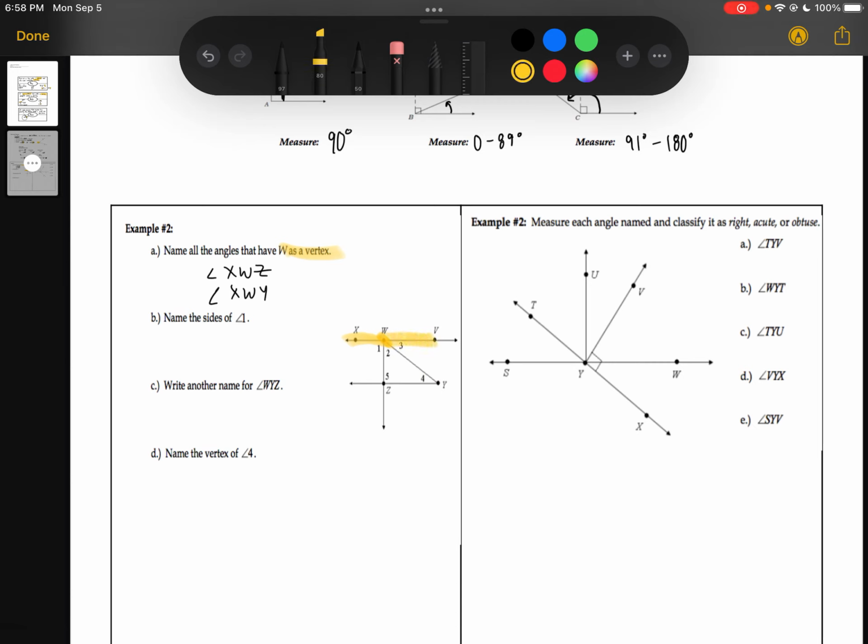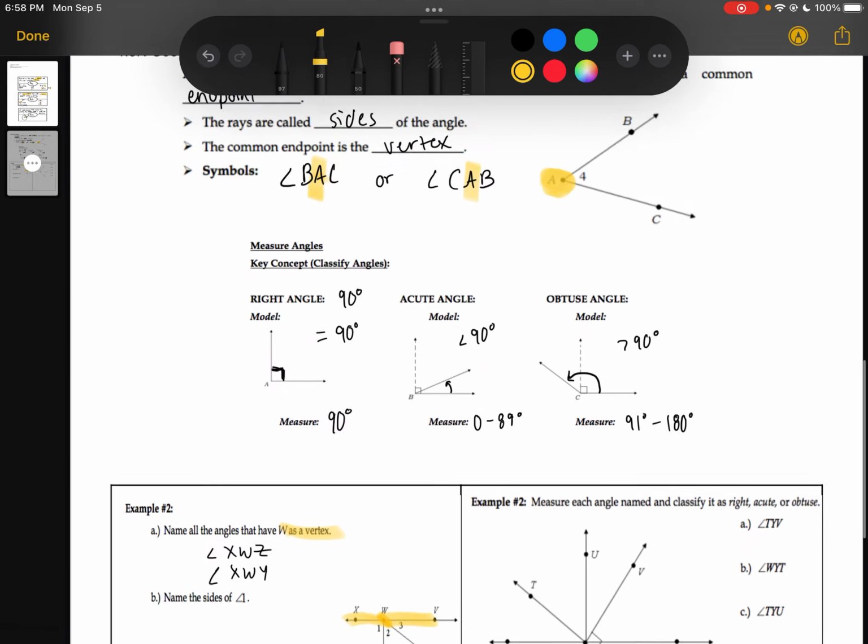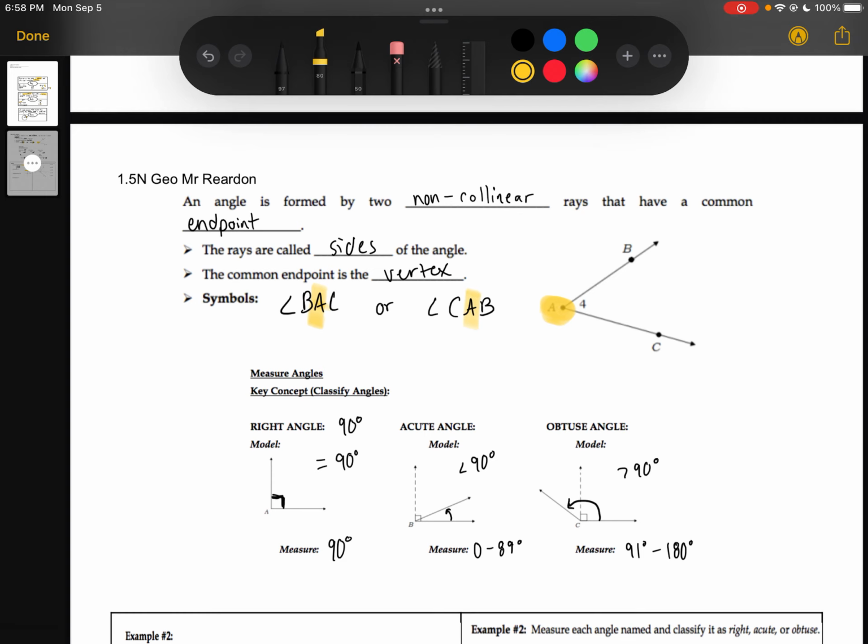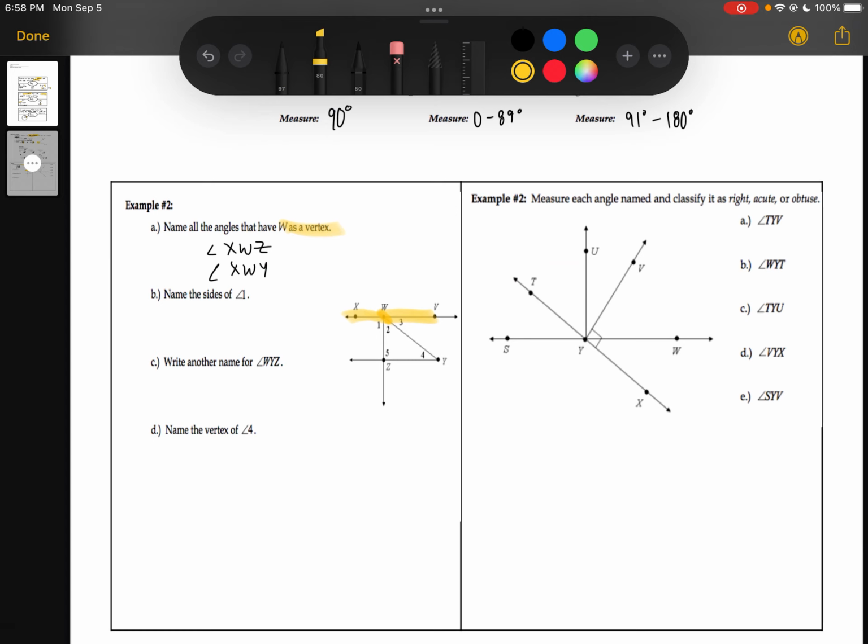We have to be careful if we're on the same line here. Technically, this is something called a straight angle, so that would not be something that we would necessarily want to label, because if we look back up at our definition, an angle is formed by 2 non-collinear rays. So if we were to use this ray and this ray, they share the same line, they're technically collinear, so we couldn't use X, W, and V.